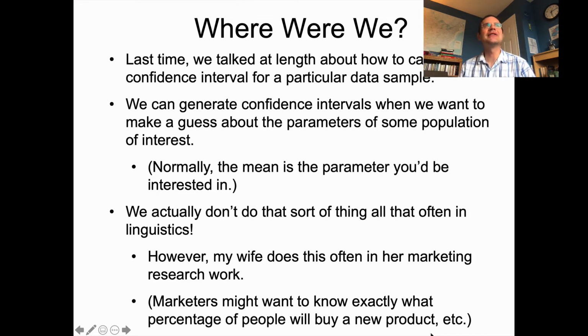In other domains, I've learned that other people actually do care about specific parameters of interest in the populations they might be studying. So for instance, my wife does marketing research, having moved on from her linguistics career. In marketing research, people really do want to know, say, how many people will buy a new product if they're trying to produce it. Or I can give you another example.